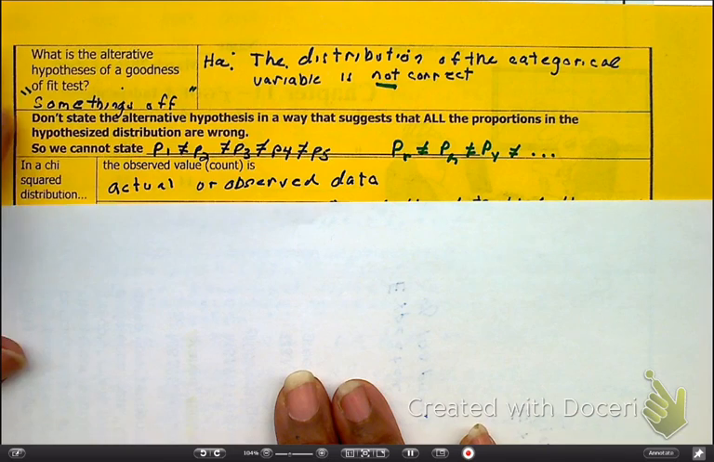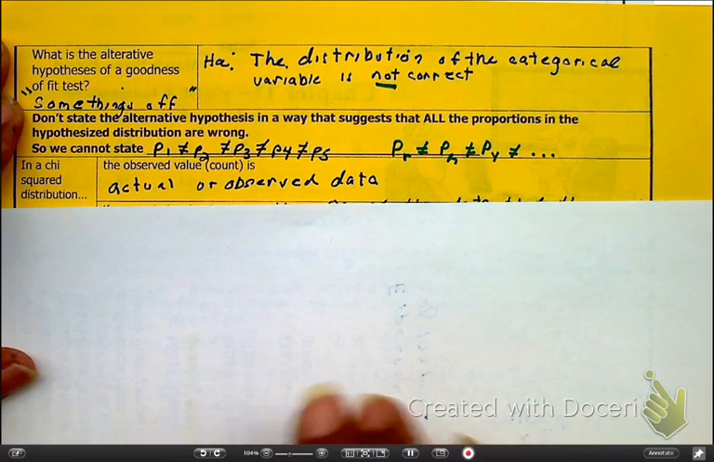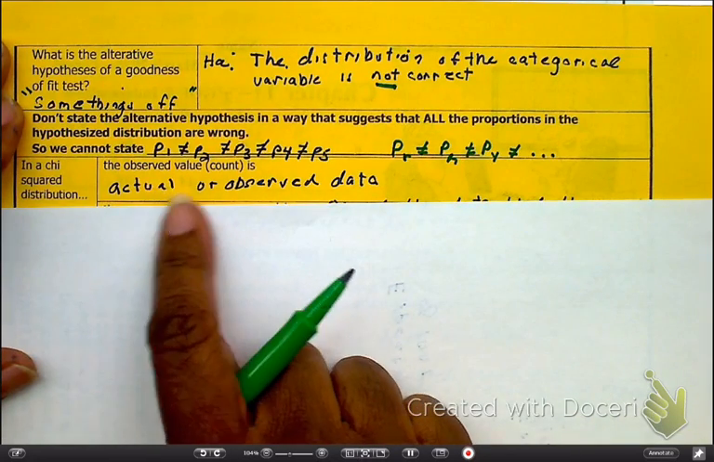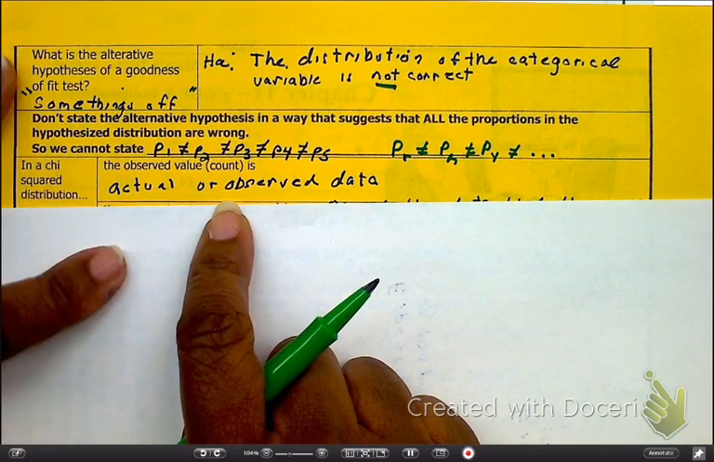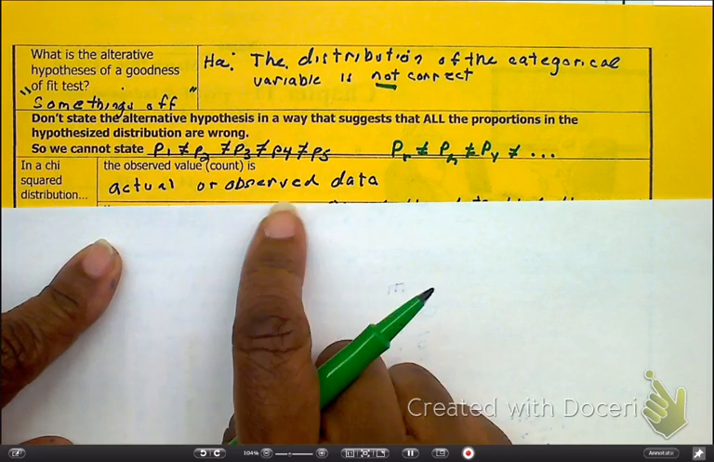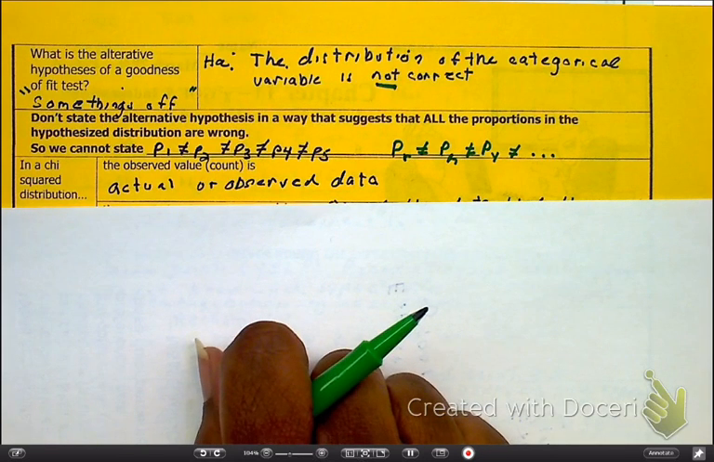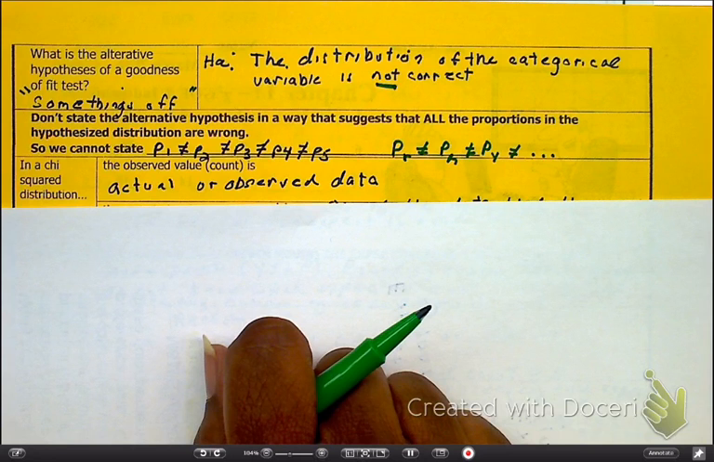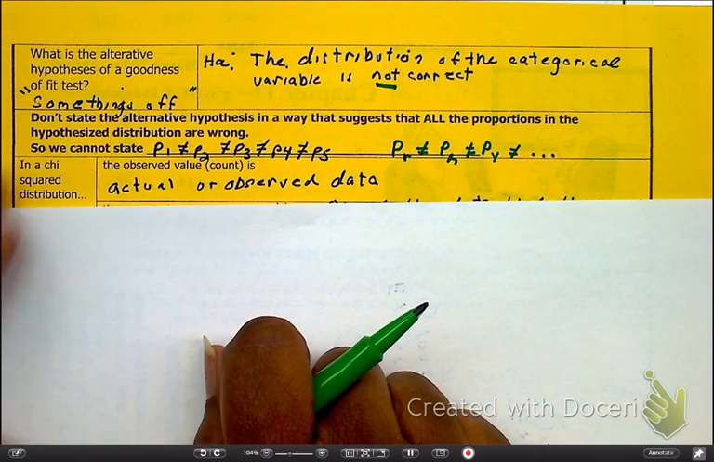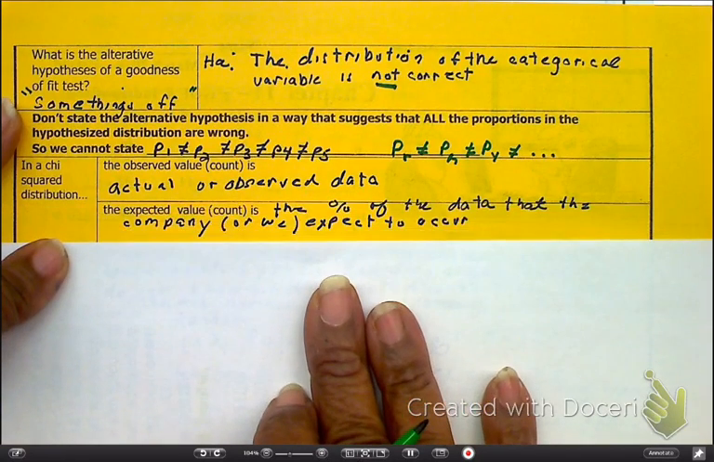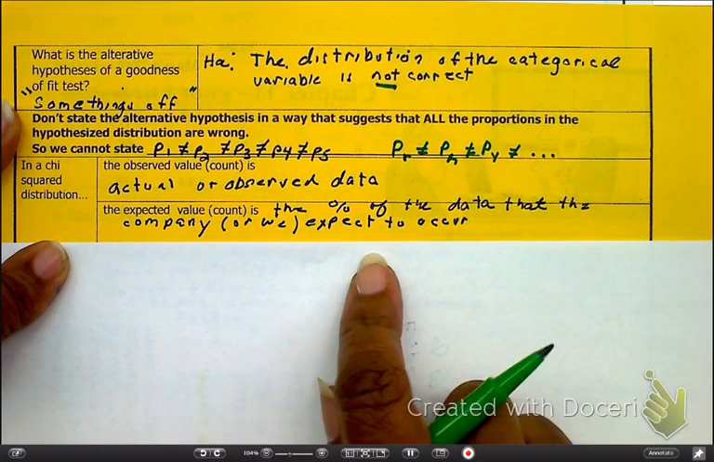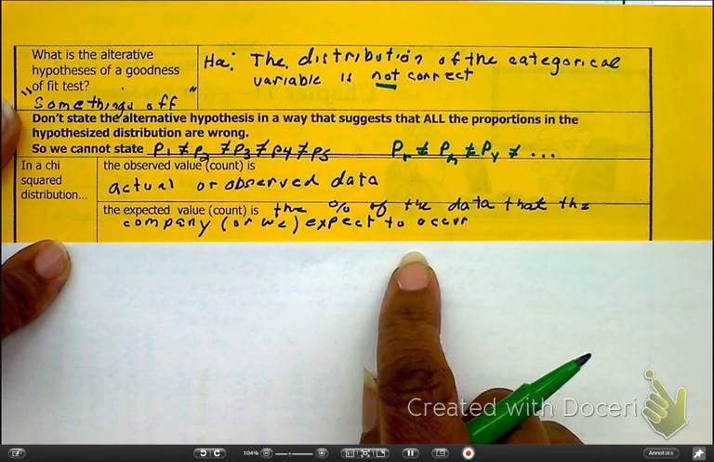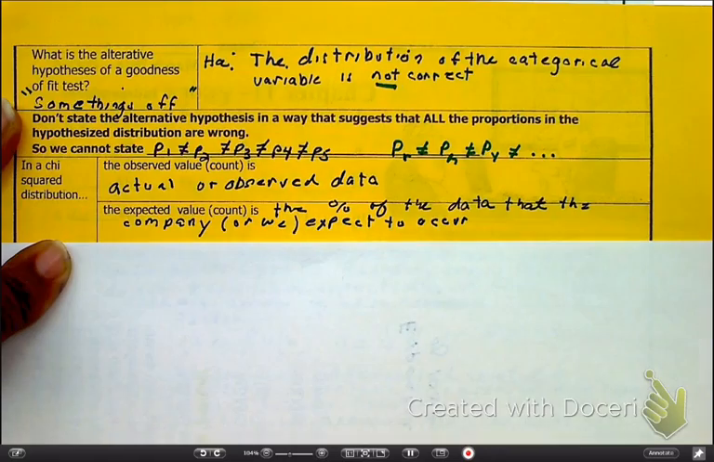So as we get into the meat of the chi-squared distribution, what are the observed values? Well, the observed counts are the actual ones, the ones you physically see as you are opening up a bag of M&Ms: you can count 5 reds, you can count 5 greens, you can count 20 yellows. Okay, I guess they got a little heavy-handed on that one. The expected count is the percentage of the data that the company, or we, expect to occur.